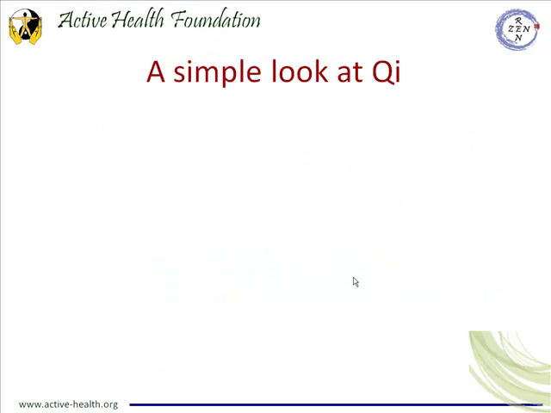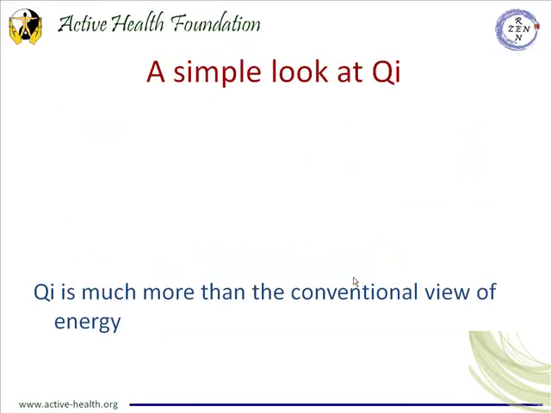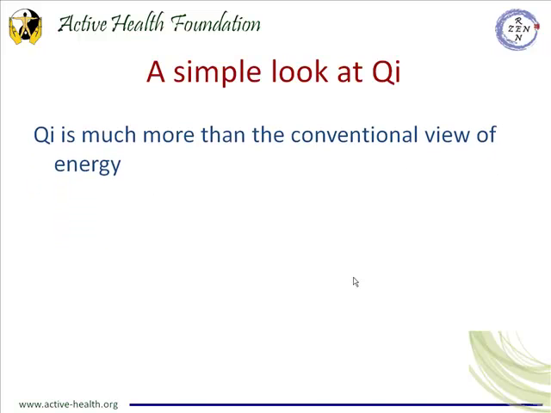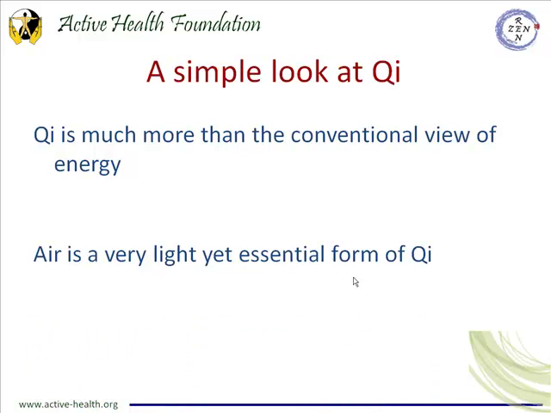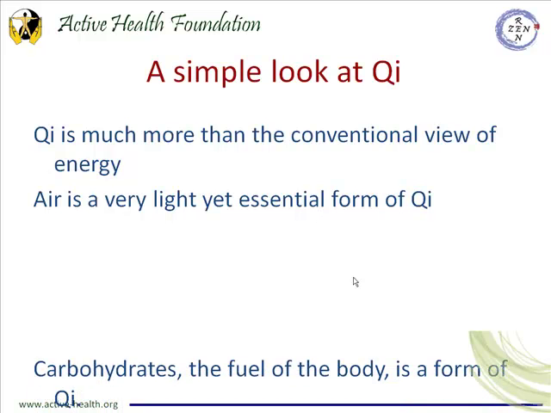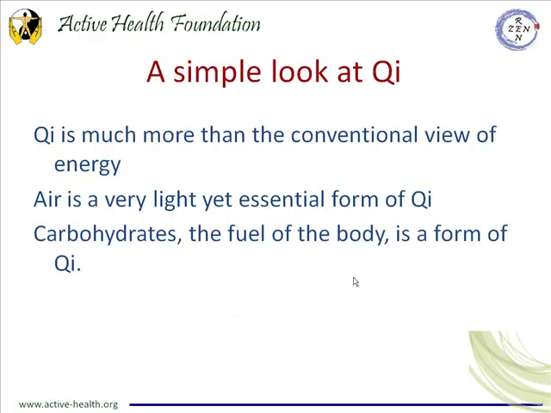A simple look at qi. It's much more than the conventional view of energy, life force, or prana. Nutrients from food are the main supply of energy as a form of qi. Air is also a very light yet essential form of qi. Carbohydrates, the fuel of the body, is also a form of qi, as are all of the other essential nutrients.